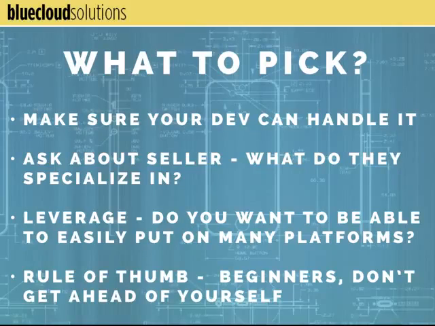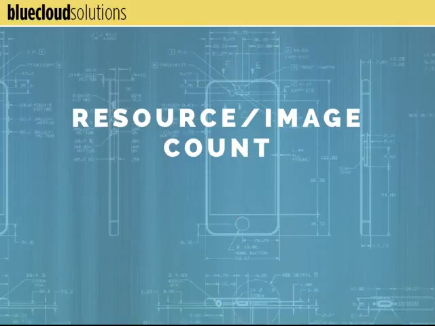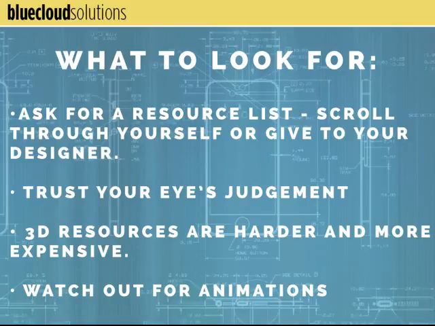All right, so the second thing is the resource and image count. What should you look for when you're thinking about this? The first one is ask for a resource list, and most of the time they're going to provide you with one. At the very least, they're going to give you an image count, and that's really all you need because you're going to be able to understand what it is.